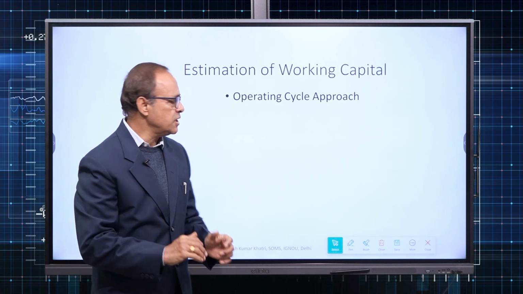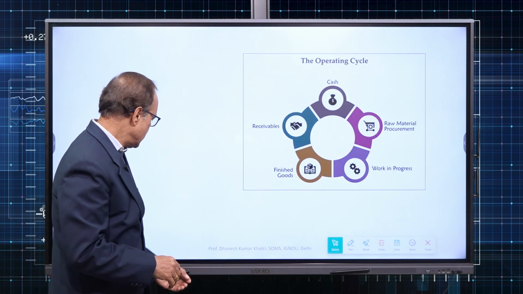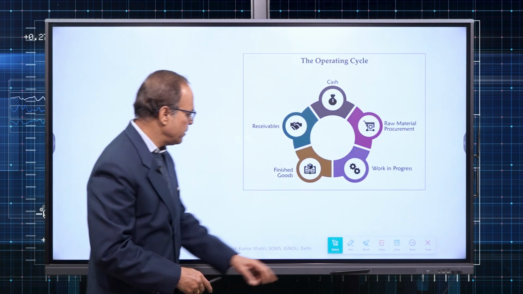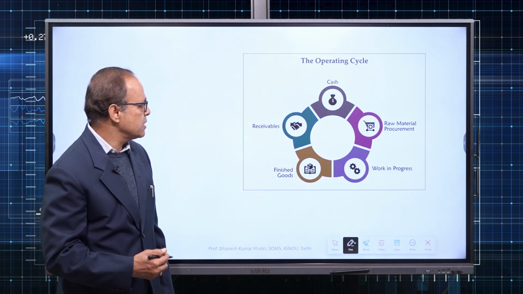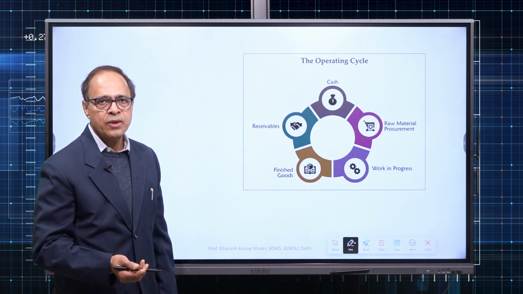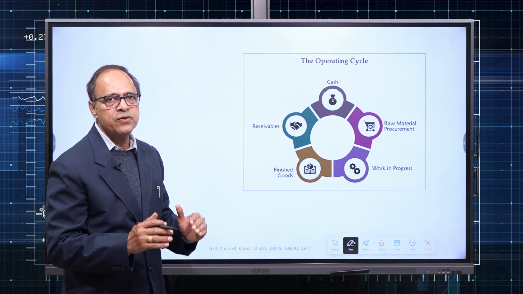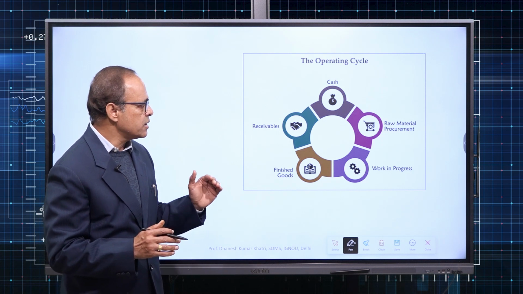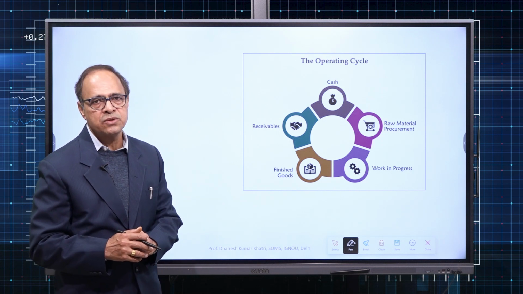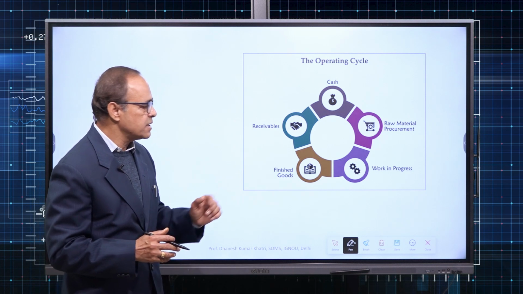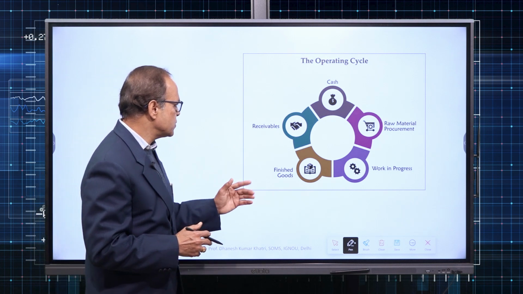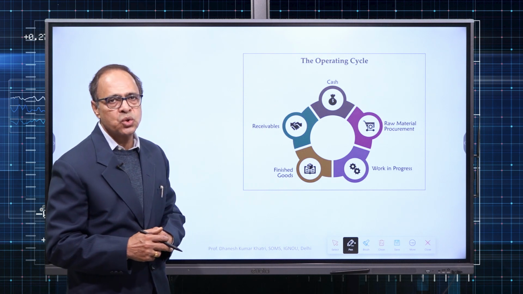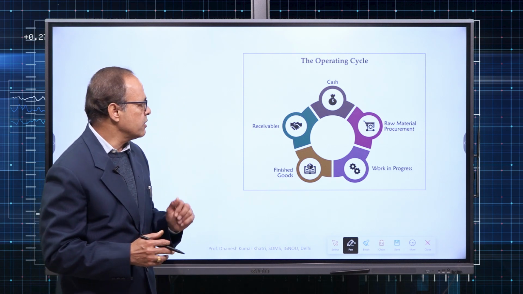Now, what is the shape of the operating cycle? You can see this is the operating cycle of a manufacturing company. That means the company is buying the raw material and converting that raw material into finished goods. When we convert the raw material into finished goods, some time elapses in processing. Then once the finished goods are ready, these are sold out.